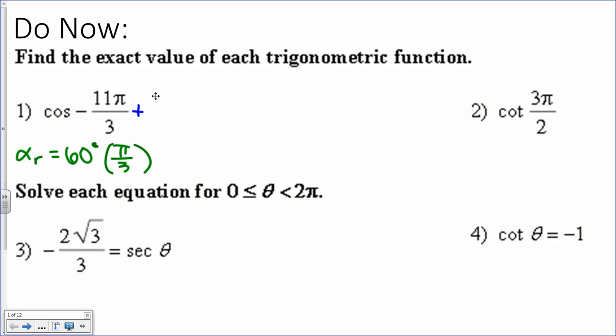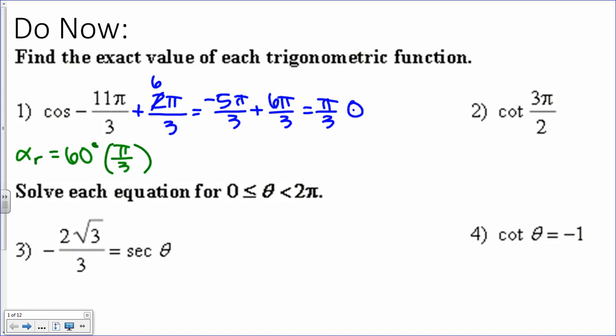So I'm going to add 2 pi. We need a common denominator to be able to do that, so this is going to turn into 6 pi over 3. When you do that addition, this is negative 5 pi over 3. That means I need to add again, so plus another 6 pi over 3 gives me a pi over 3 angle. What this tells me is that this is a quadrant 1 angle.